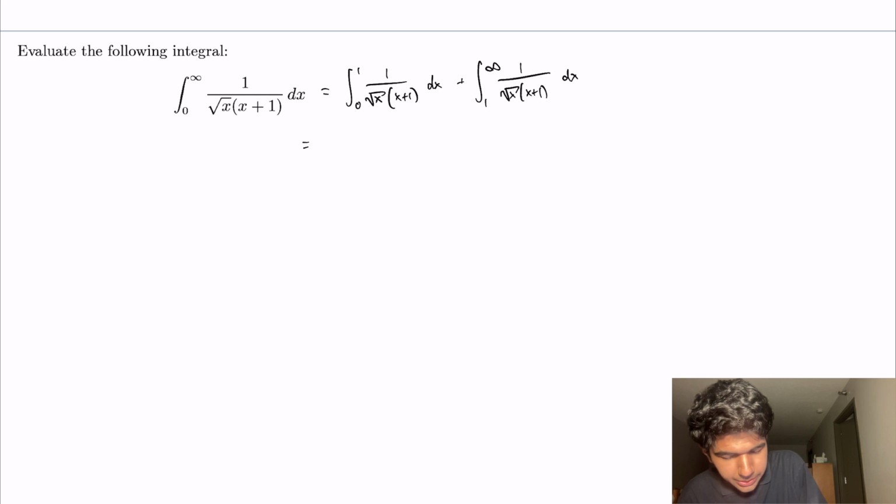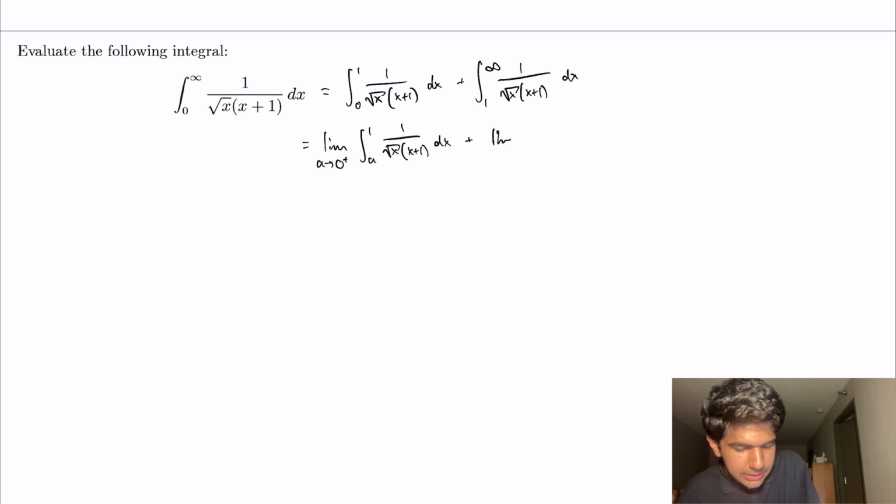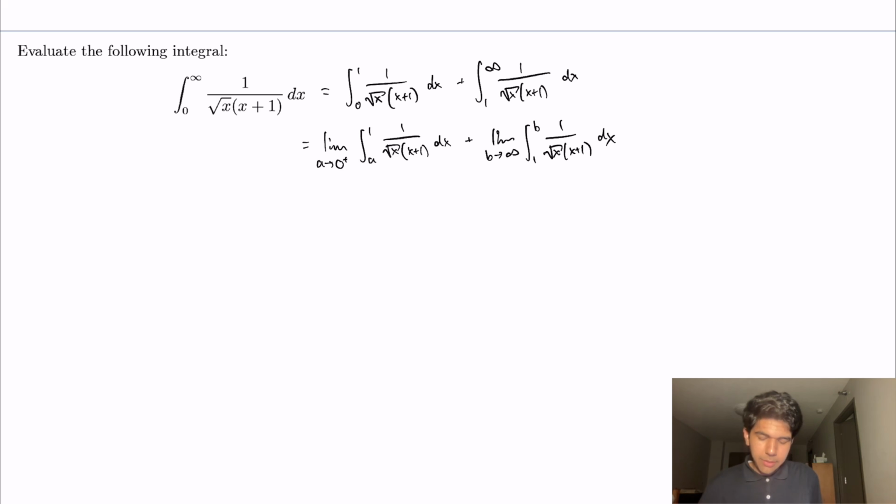So this will be equal to the limit as a approaches 0 plus of the integral from a to 1 of 1 over the square root of x times x plus 1 dx. And then we add to that the limit as, now we'll use b approaches infinity of the integral from 1 to b of 1 over square root of x times x plus 1 dx. And we see that those integrals have the same integrand, so let's just handle that integral on its own, take care of the limits later.